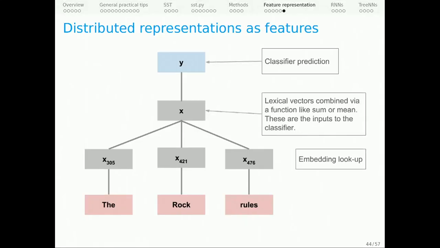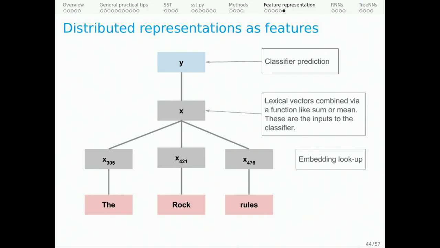Final thing about feature representation that's a kind of transition into the world of deep learning. What I'm pitching here is using distributed representations as features. So imagine my simple example from the SST is "the rock rules." "The Rock" is an actor. What I can do in this case is just look up all of these words in an embedding space, maybe GloVe, maybe one you built yourself, right from the first unit. So look them all up.